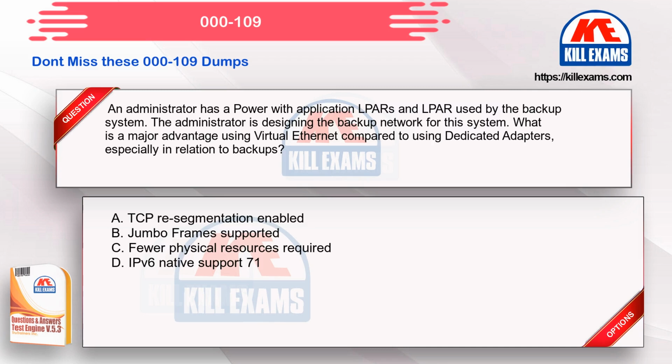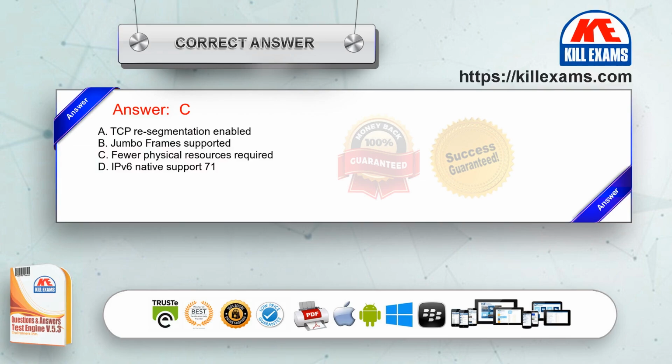Option A. TCP resegmentation enabled. Option B. Jumbo frames supported. Option C. Fewer physical resources required. Option D. IPv6 native support. The correct answer is option C.